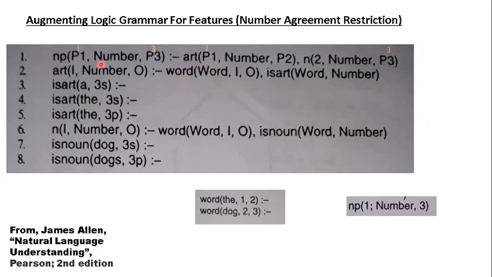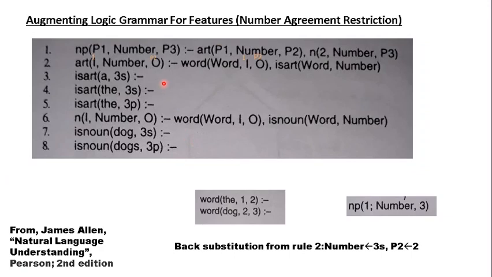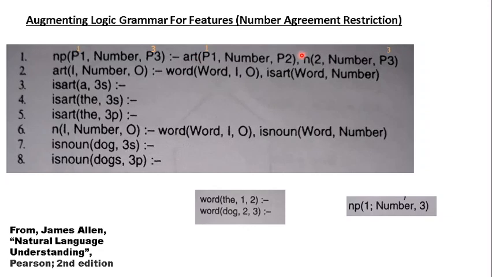What has happened essentially here is, once we did substitution on the left side, we are effectively left with two subparts on the right. Now we need to unify these two subparts and see what will be the values of number and p2. As I told you, we are left with two parts, article and noun. So let's first proceed with the article part.